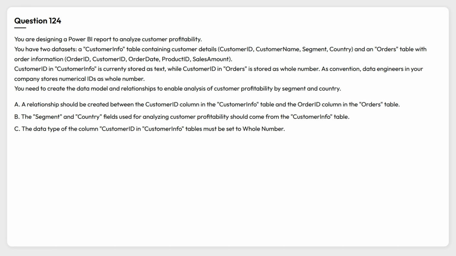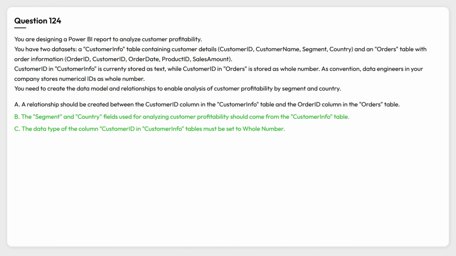Option A. A relationship should be created between the customer ID column in the customer info table and the order ID column in the orders table. Option B. The segment and country fields used for analyzing customer profitability should come from the customer info table. Option C. The data type of the column customer ID in customer info table must be set to whole number.